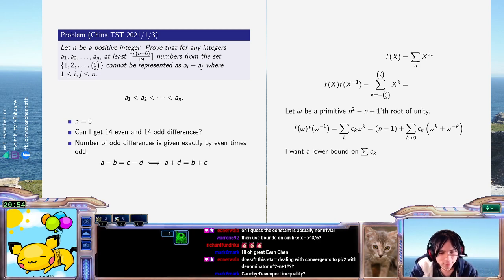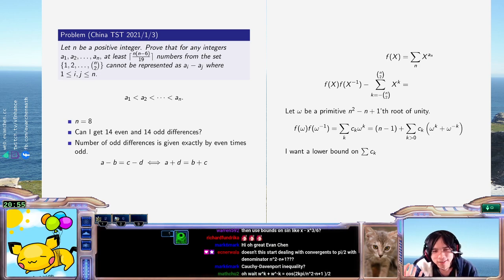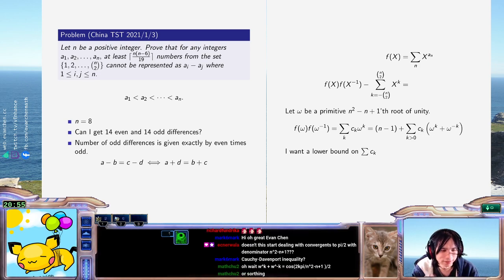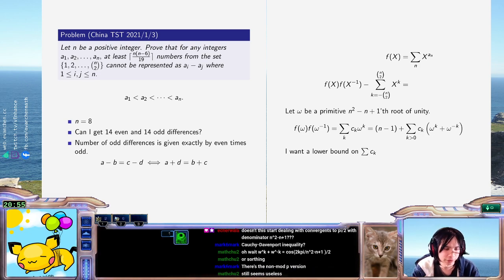I think we ruled out mod P a long time ago. But apparently now we're taking mod n squared minus n plus 1. Yeah, no, it's like the cosine, right? But it can still be negative. Like, I was thinking, oh, maybe the signs are all positive. But that doesn't help. This could be any of them.